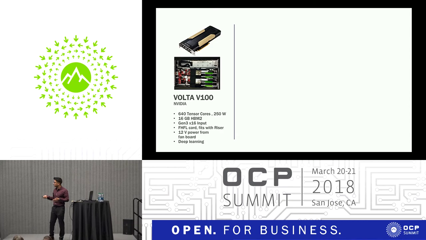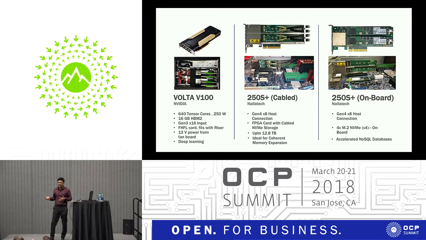And the other PCIe card that we're playing with is the Nallatech Flash GT Plus. So essentially, think about this as a memory expansion card, and its coherence protocols are tunneled over PCIe. It's a Gen4 PCIe card, one of the first Gen4 cards. It fits either onboard storage, or you can cable the storage via the storage drawer that we have in the G2 server.